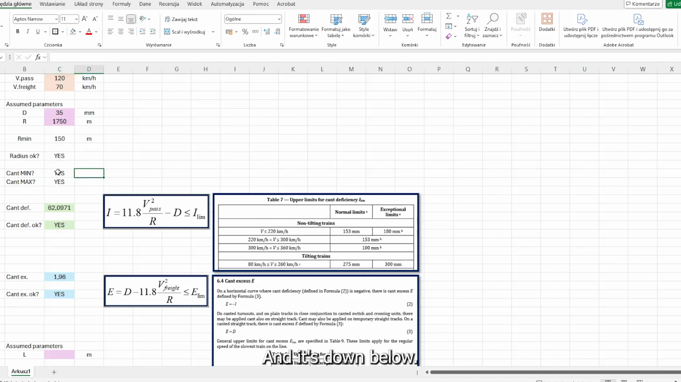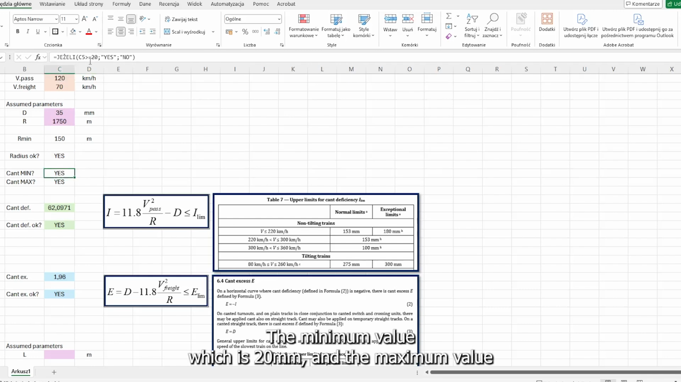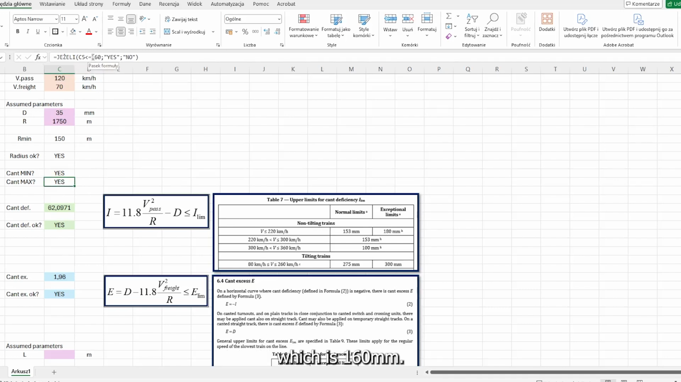And down below, we have two requirements for our cant. The minimum value, which is 20 millimeters, and the maximum value, which is 160 millimeters. Both of these conditions are correct, yes. So our cant is assumed correctly.